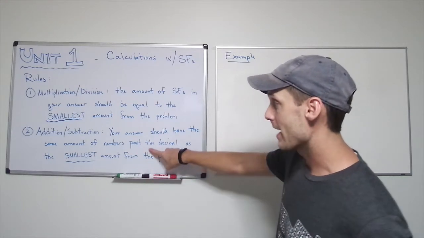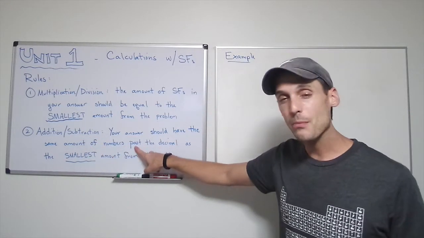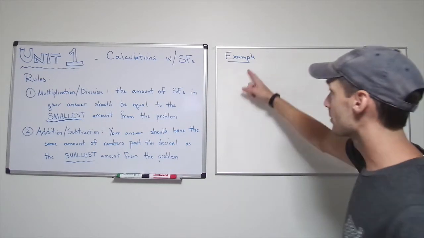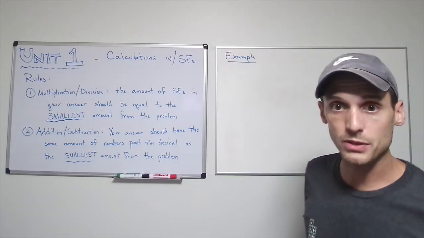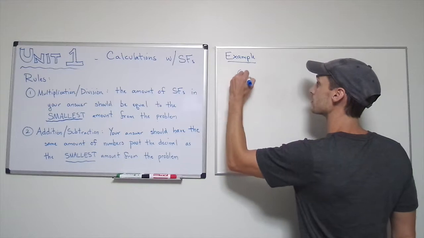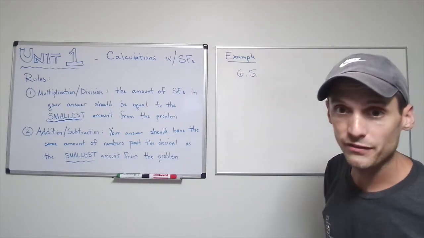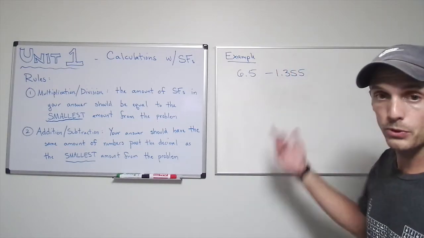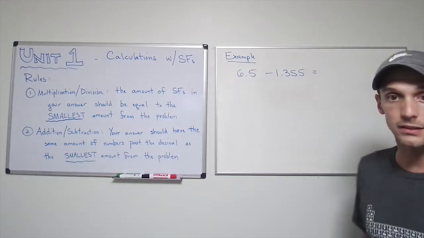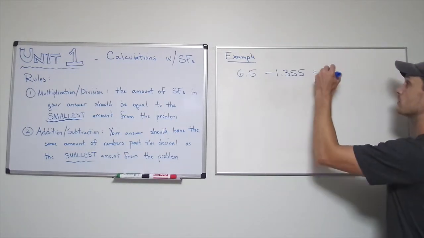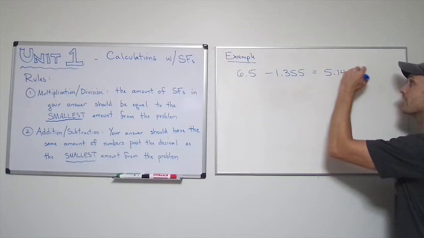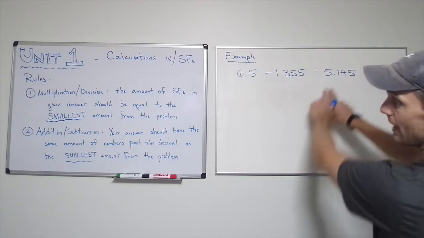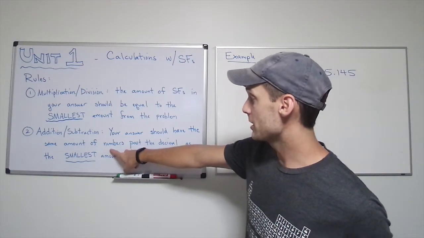Now all we're looking at for addition and subtraction is how many numbers after the decimal the numbers from the problem have. Okay, so let's show this with some examples. We're going to use the same numbers, just a different operation. So we're going to have 6.5 minus 1.355. Right, that's a simple calculation. You can plug that into your calculator and it would give you 5.145.